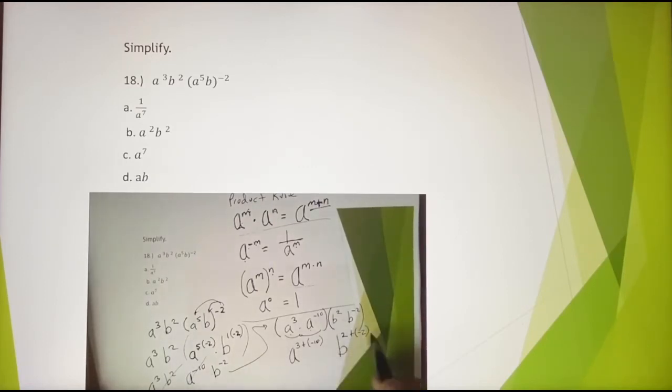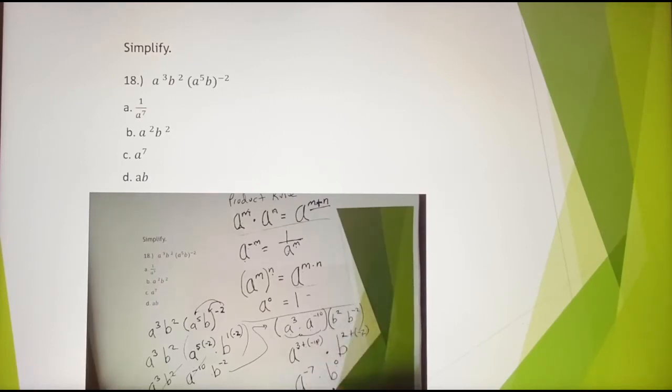All right, I don't really need the parentheses anymore on the outside because these are just multiplied by each other. So if I'm adding a negative, that's the same thing as subtracting. Adding a negative is the same thing as subtracting. So I've got a, 3 plus a -10, in other words, 3 minus 10 is -7. And I'm multiplying that by b, and I've got 2 plus a -2. And again, adding a negative is the same thing as subtracting. 2 minus 2 is 0. So you got a to the -7 times b to the 0.